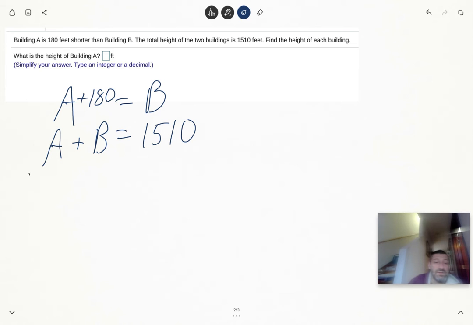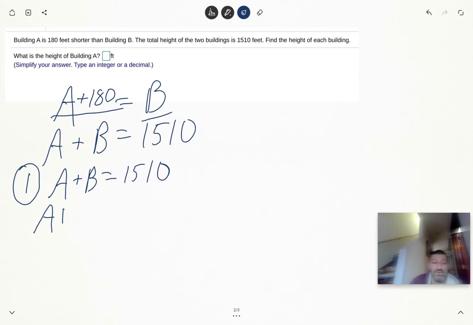And I'll solve for one. Well, we know that B is equal to A plus 180. So I'm just going to plug that into the second equation. Instead of A plus B equals 1,510, I'm going to plug in my B, and my B is A plus 180. So A plus 180 equals 1,510.